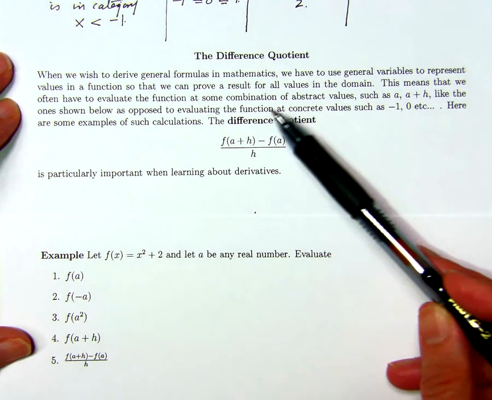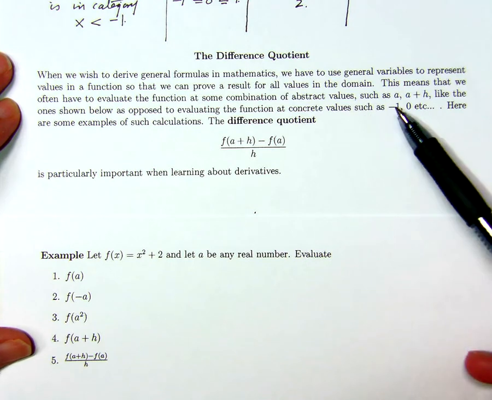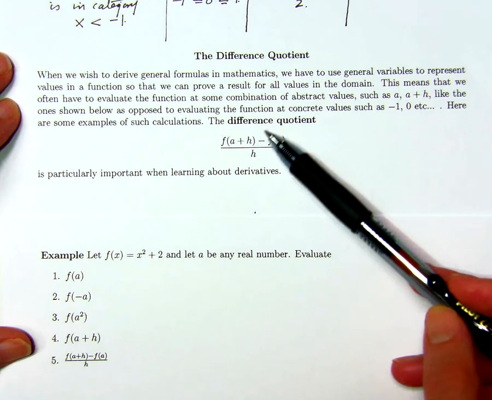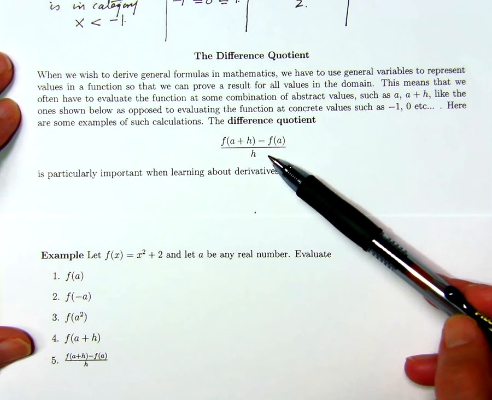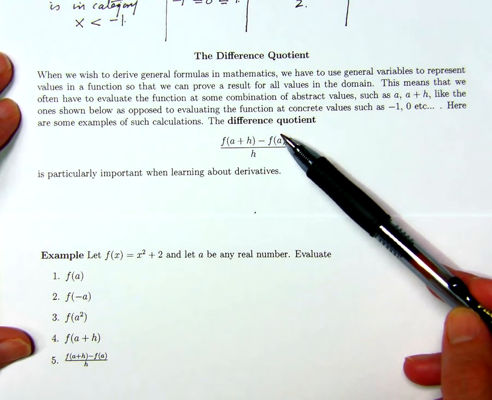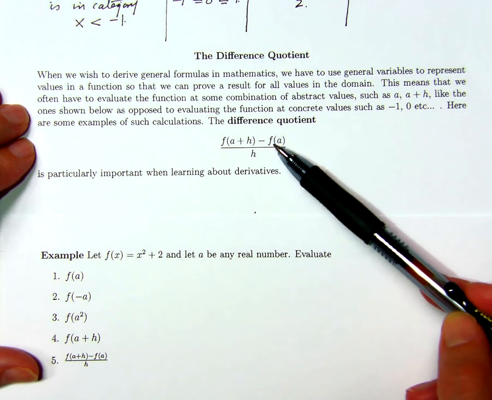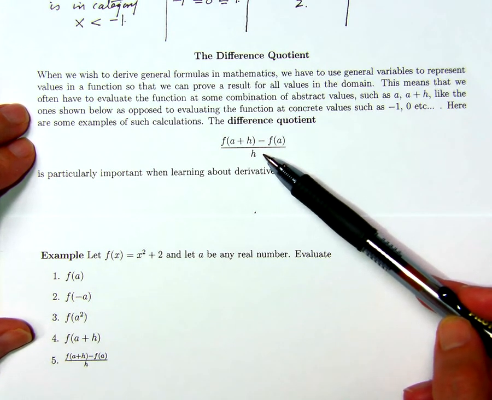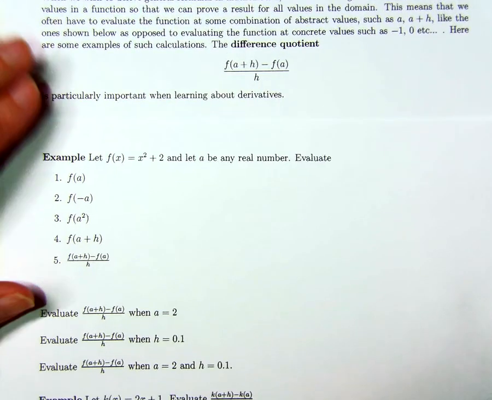So this means we have to be able to evaluate our function at some combination of abstract values, say a and a plus h. And there's a particular combination shown here, f of a plus h minus f of a over h, and this is called the difference quotient. This is very, very important in calculus, and it's very important to be able to calculate this combination for any given function f. So let's try some examples.